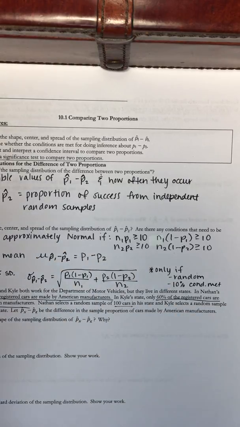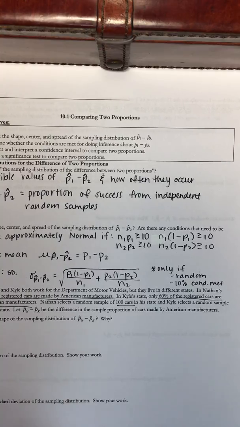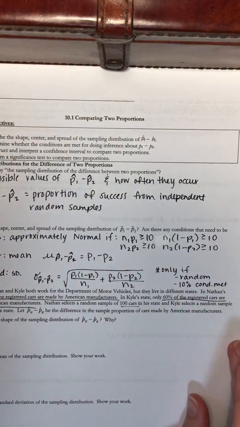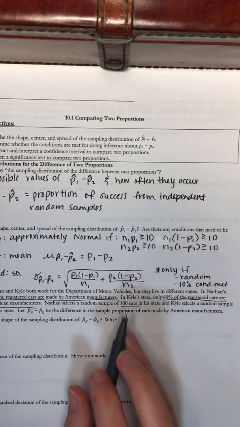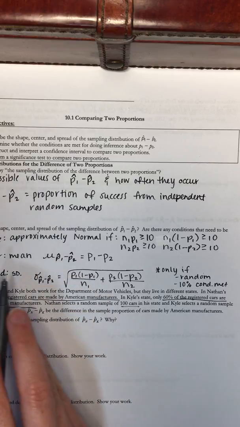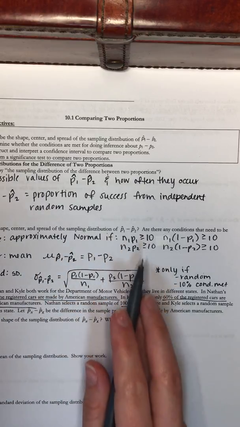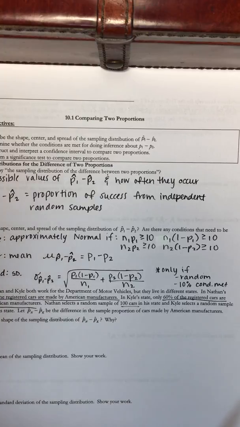Okay, so let p hat N minus p hat K, N and K, of course, being for Nathan and Kyle, be the difference in the sample proportion of cars made by American manufacturers. What's the shape of the sampling distribution of p hat N minus p hat K? Why? Okay, well, we know that the shape is going to be approximately normal as long as we met these conditions for large counts that we named above. So let's go ahead and check those counts.